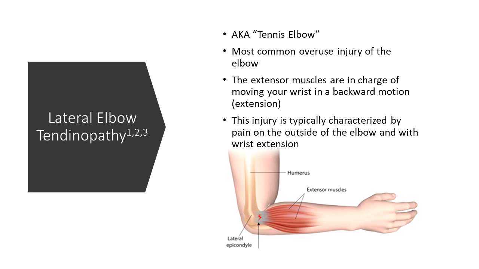As you can see in the picture below, those muscles are on the outside of your forearm, and they are in charge of moving your wrist in a backward motion or into extension. Again, this is typically characterized by pain on the outside of the elbow, and whenever you try to move your wrist into that backward position and activate those muscles, that will likely increase your pain.